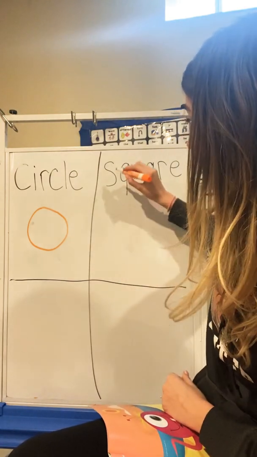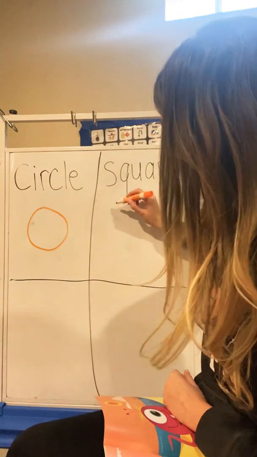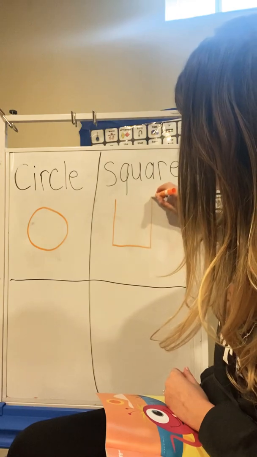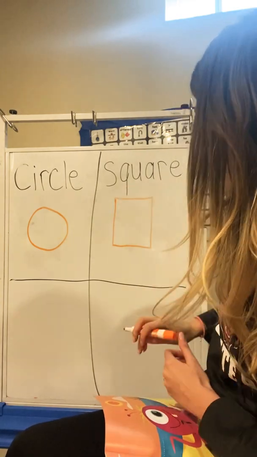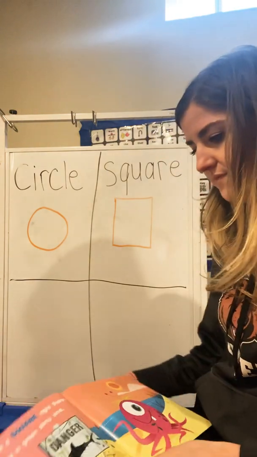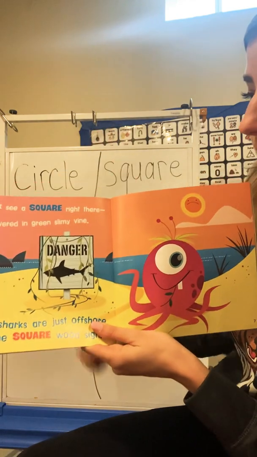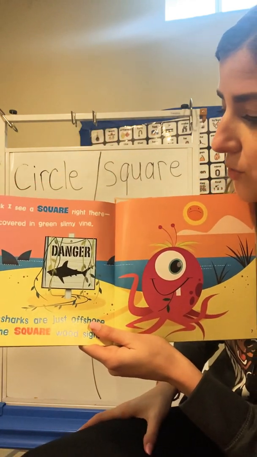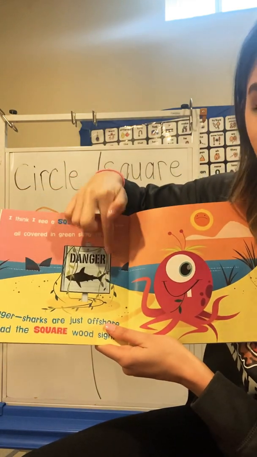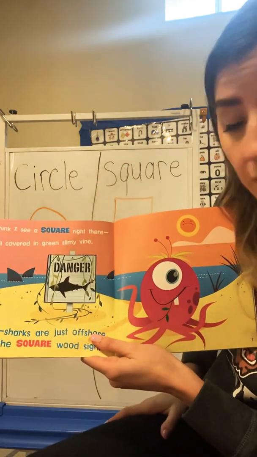So I can't make a square by going really long one way and then just a little bit the other way. I have to make sure that they're all the same. Square. I think I see a square right there, all covered in green slimy vine. Look. It has 4 sides, 1, 2, 3, 4, and they're all the same length.